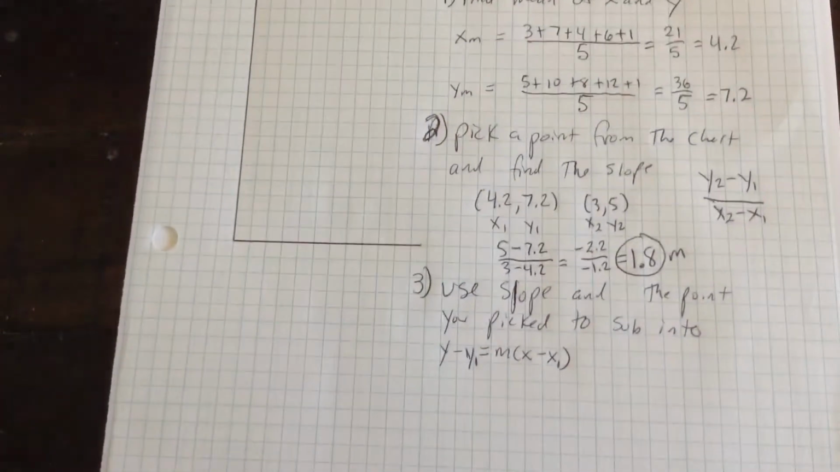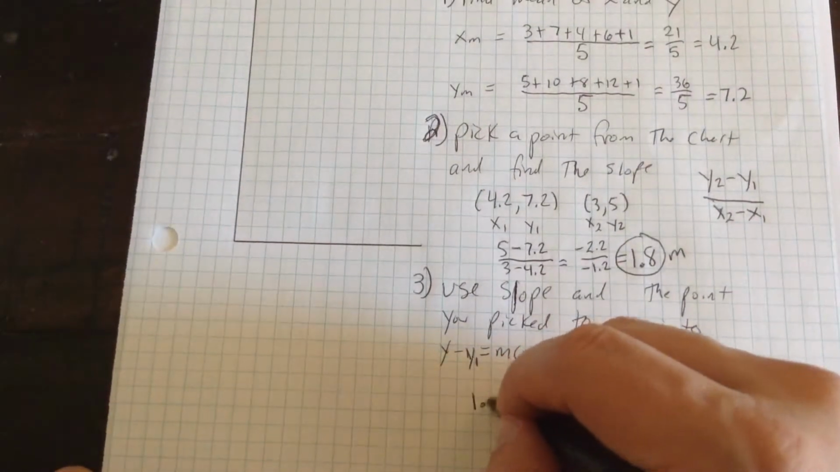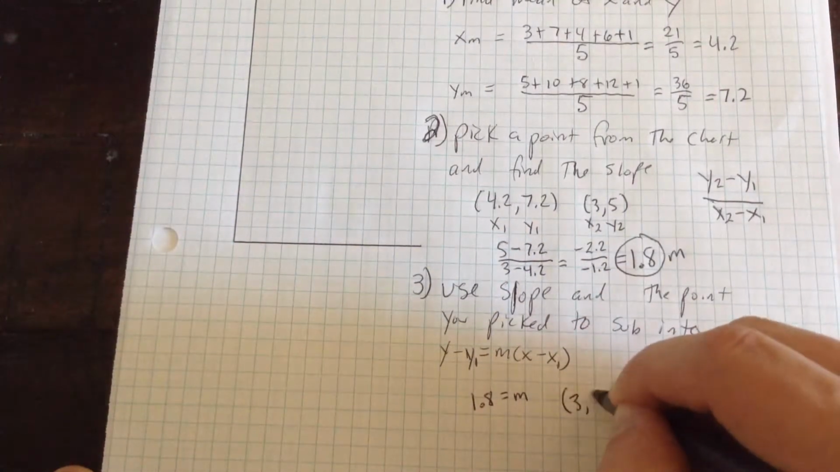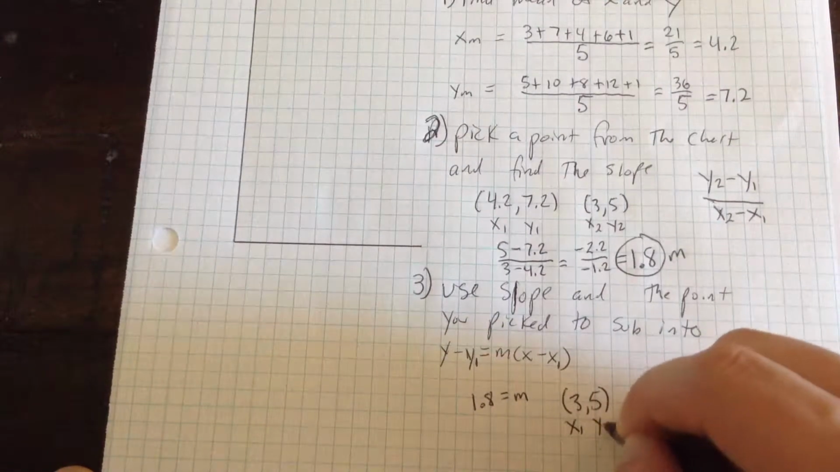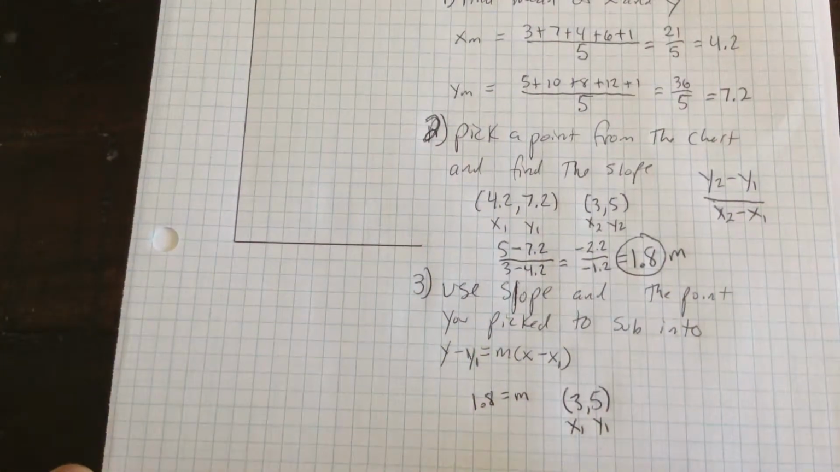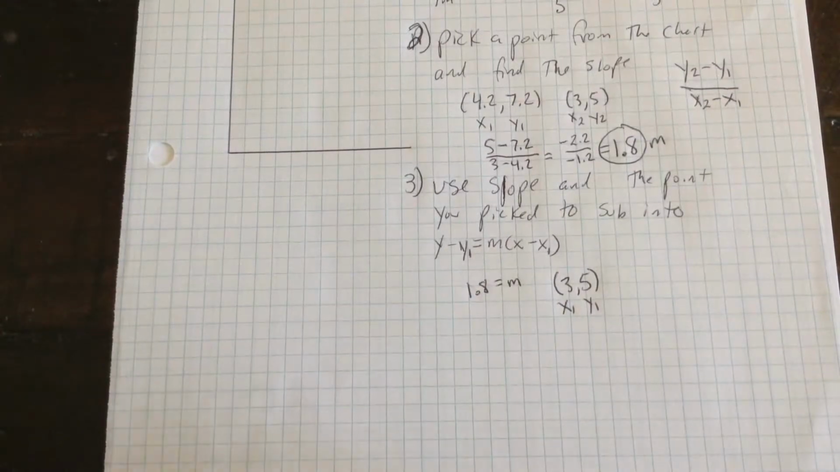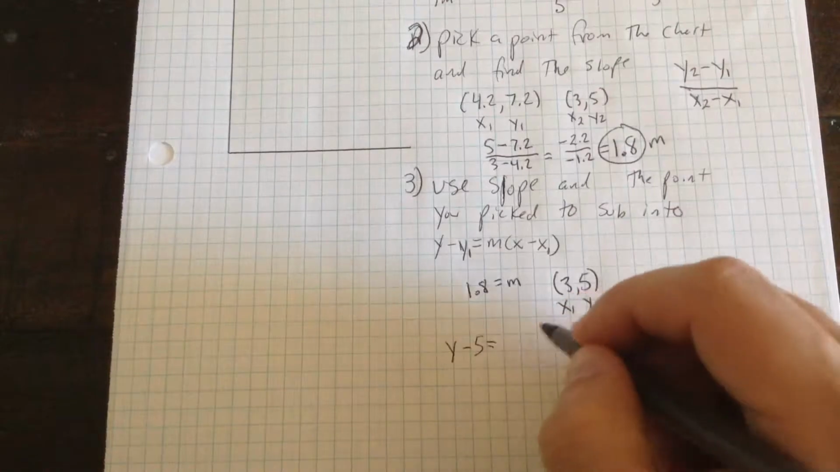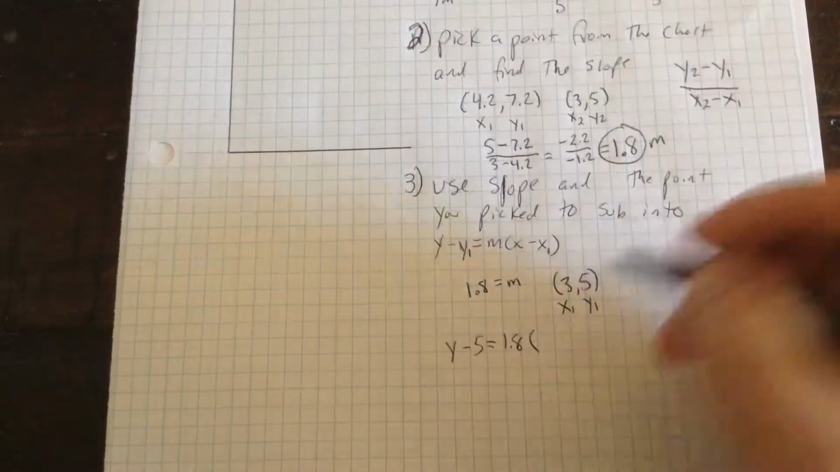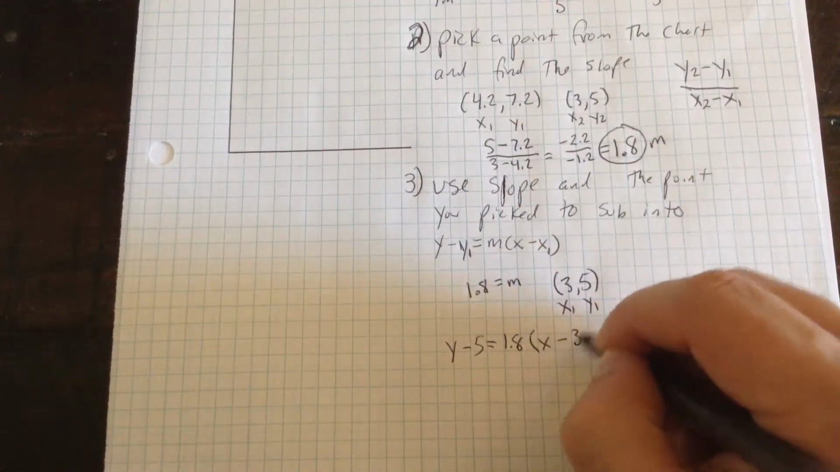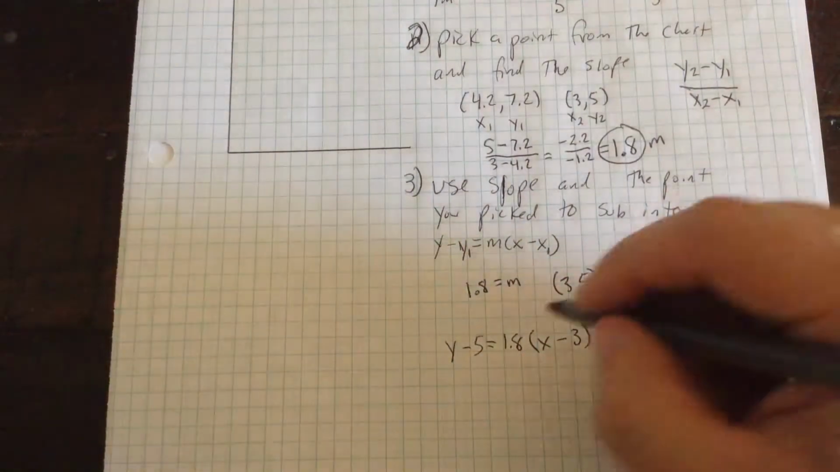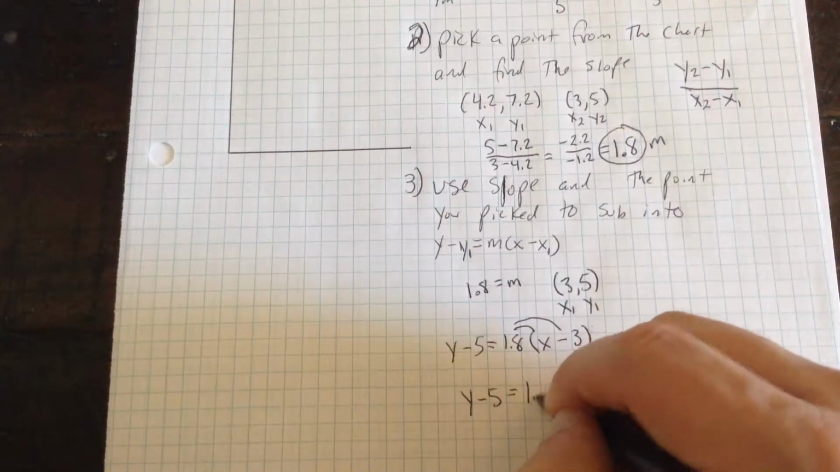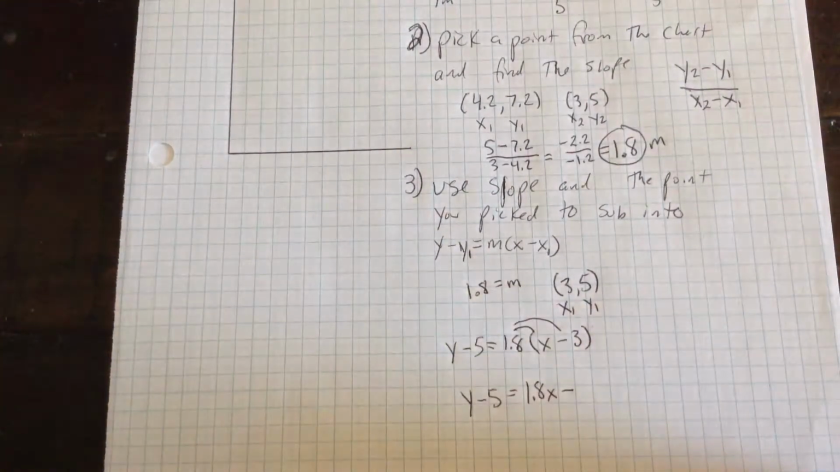Now, I know my slope, so 1.8 equals m, and the point that I chose up top was 3, 5, so that's my x1, y1. I can sub it into point-slope form. So I'm going to go y minus 5 equals 1.8 times x minus 3. I have to distribute, so it'd be y minus 5 equals 1.8x minus 1.2.